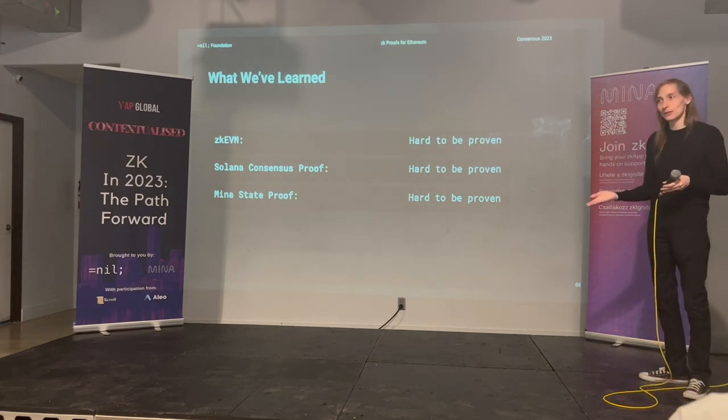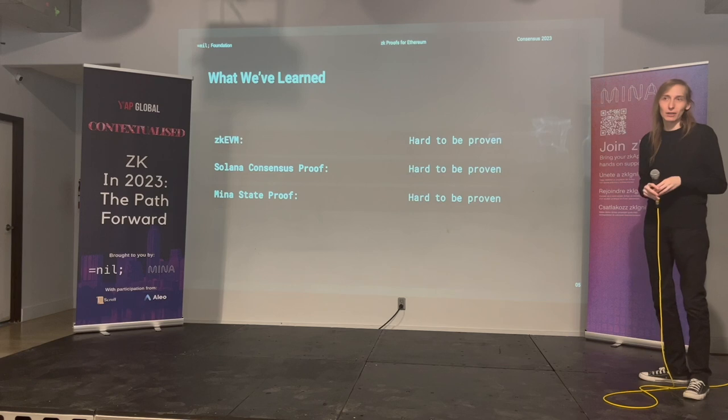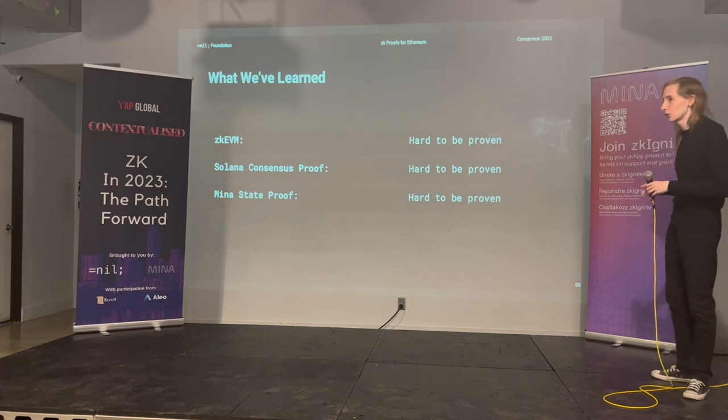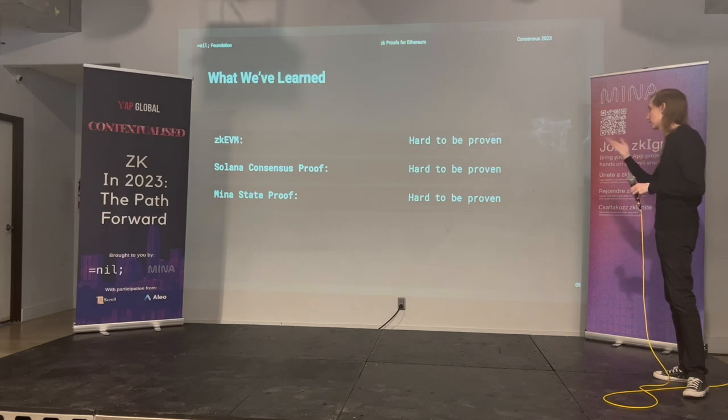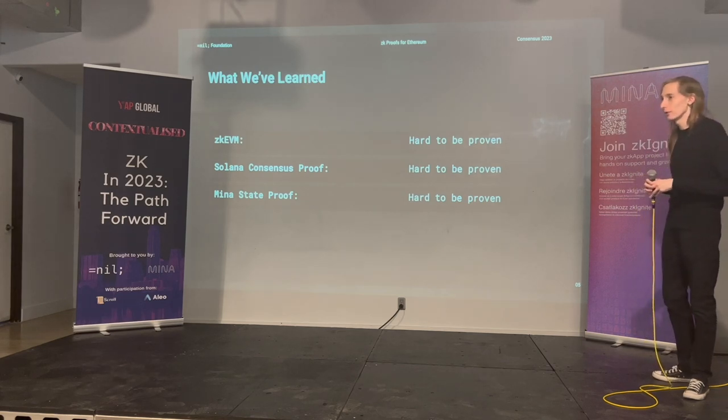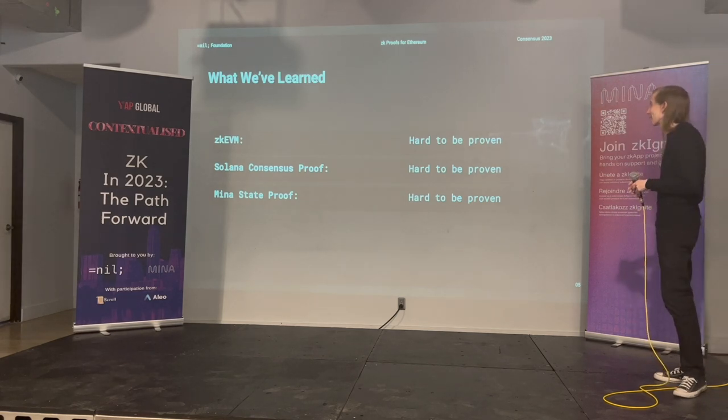Same with Luna's final state proof. It contains something like 35 billion scalar multiplications, which is quite a lot. Same with consensus proof, like 4,000 BLS signatures needs about 2 hours to be generated. So it's like okay. Next thing.